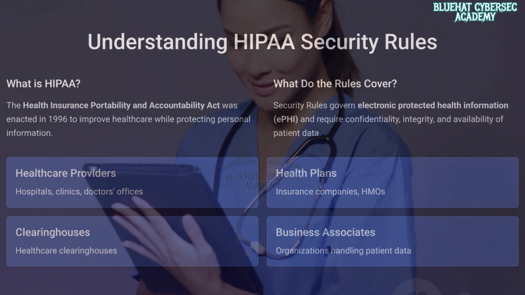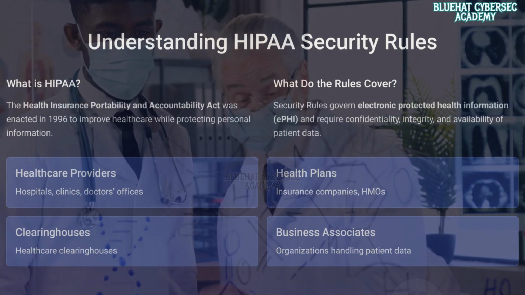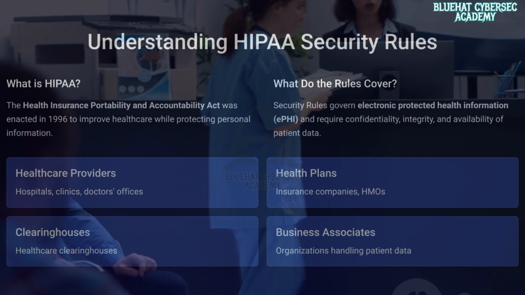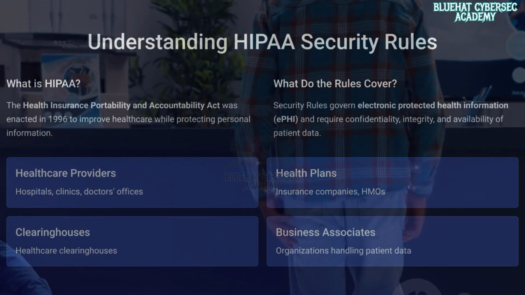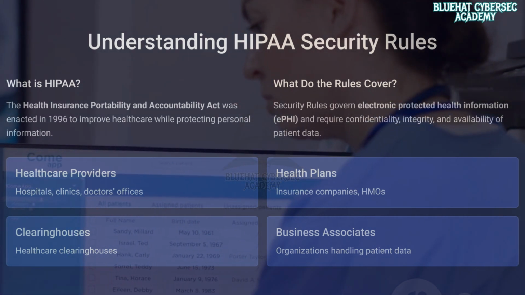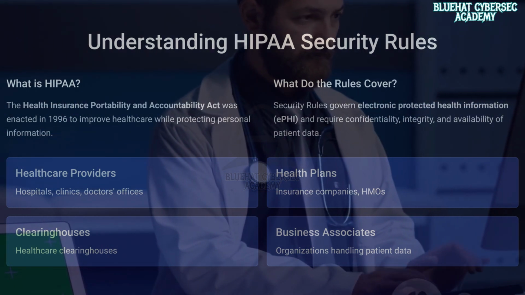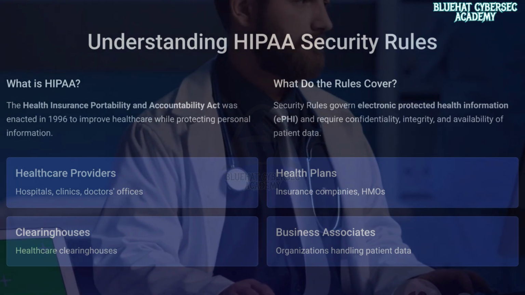So, what exactly are HIPAA security rules? Well, HIPAA, or the Health Insurance Portability and Accountability Act, was enacted in 1996. Its goal: to make healthcare more efficient while protecting patients' personal information. The security rules specifically focus on electronic protected health information, or ePHI, and they tell healthcare organizations exactly how to maintain confidentiality, integrity, and availability of sensitive patient data.